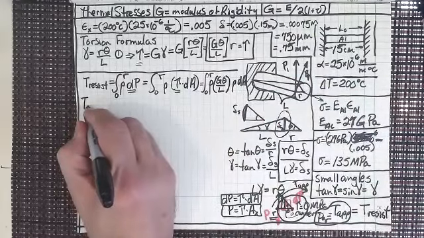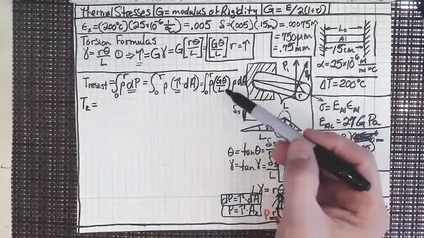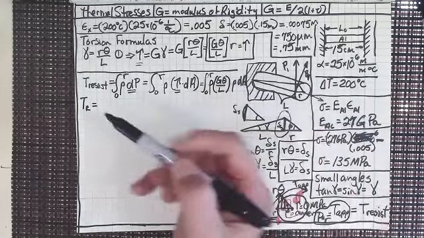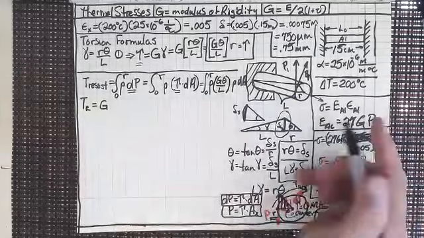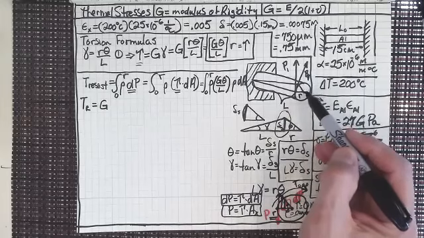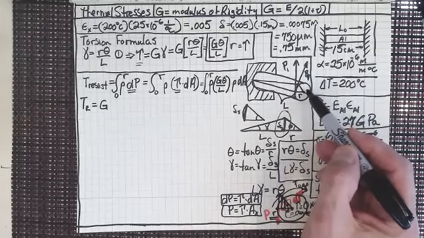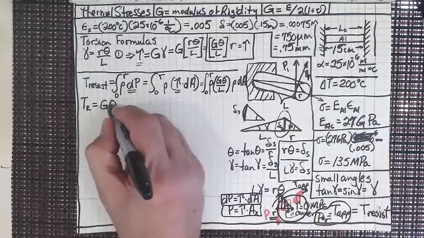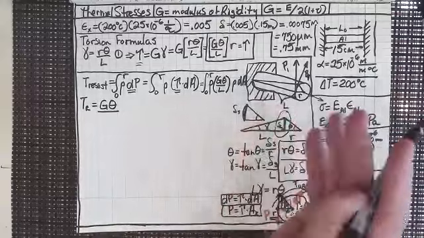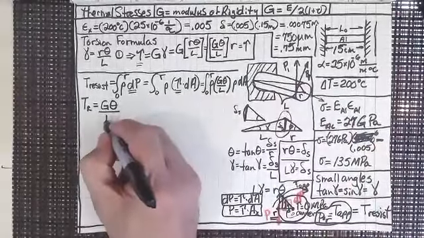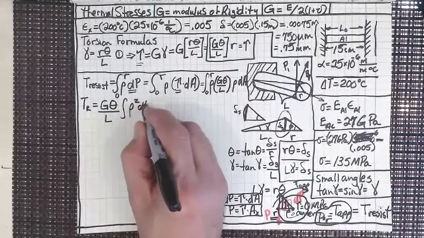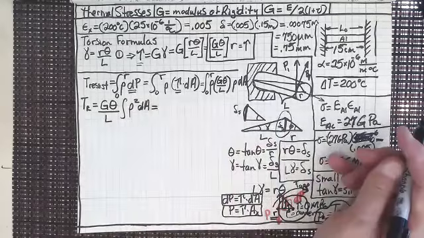So T resisting is going to equal, let's put this all together now. G is a constant, isn't it? That's the modulus of rigidity, so that can come outside of the integral. How about theta? Theta is our angle of twist, and after we've twisted it, aren't we going to stop there? So that's a constant. The angle of twist is a constant. How about the length? Is the length getting longer or shorter? No. The length is a constant as well. And so what this leaves us with then is rho squared dA. Where have we seen that before?